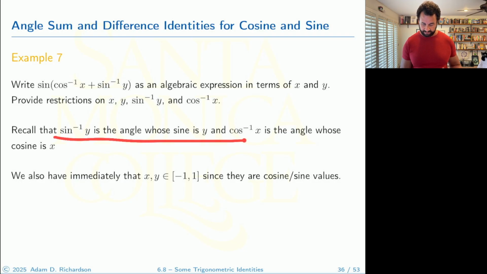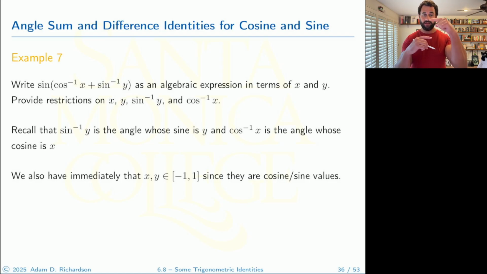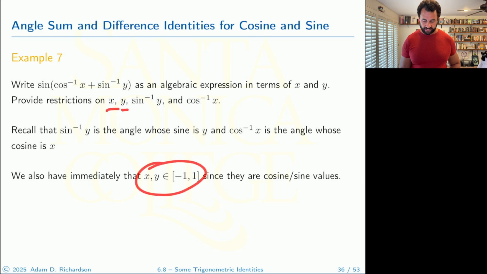This is what I just said, right? Already we know right away that x and y have to be between -1 and 1 because they're cosine and sine values. And cosine and sine values, the outputs are between -1 and 1. So right away we have those restrictions on x and y.